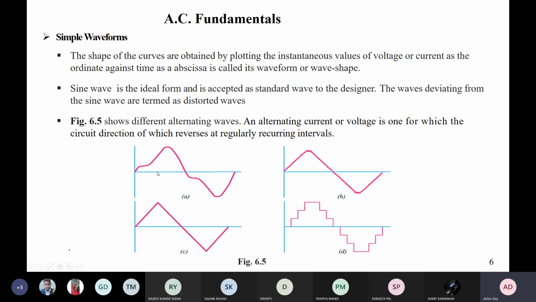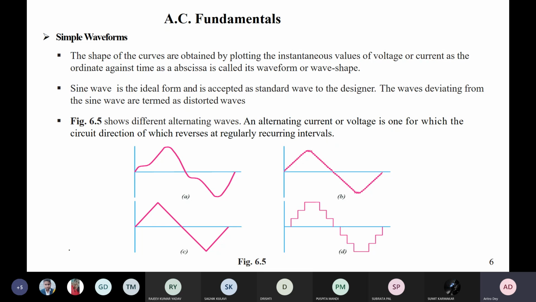Practically it is difficult for us to draw it like your abscissa versus ordinate in that way. Only if we use a CRO or a DSO or oscilloscope will we be able to do it. Sine wave is an ideal form and it is accepted as the standard wave by the designer, meaning those who are designing AC equipment.